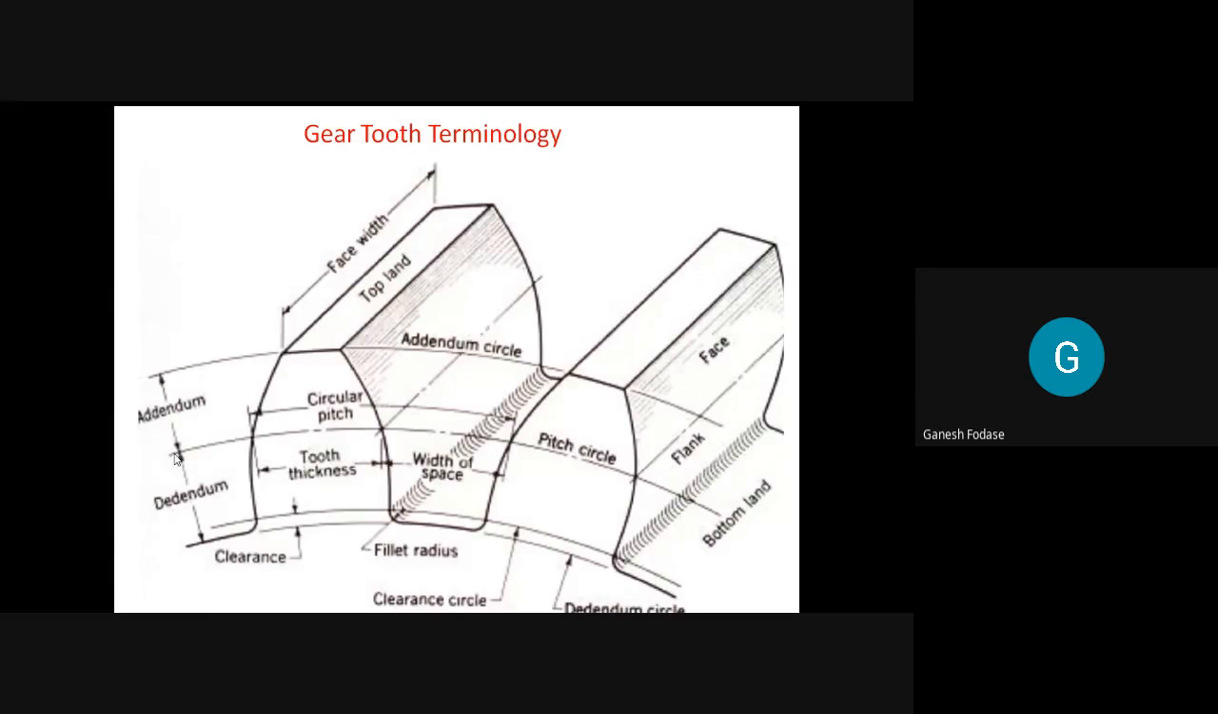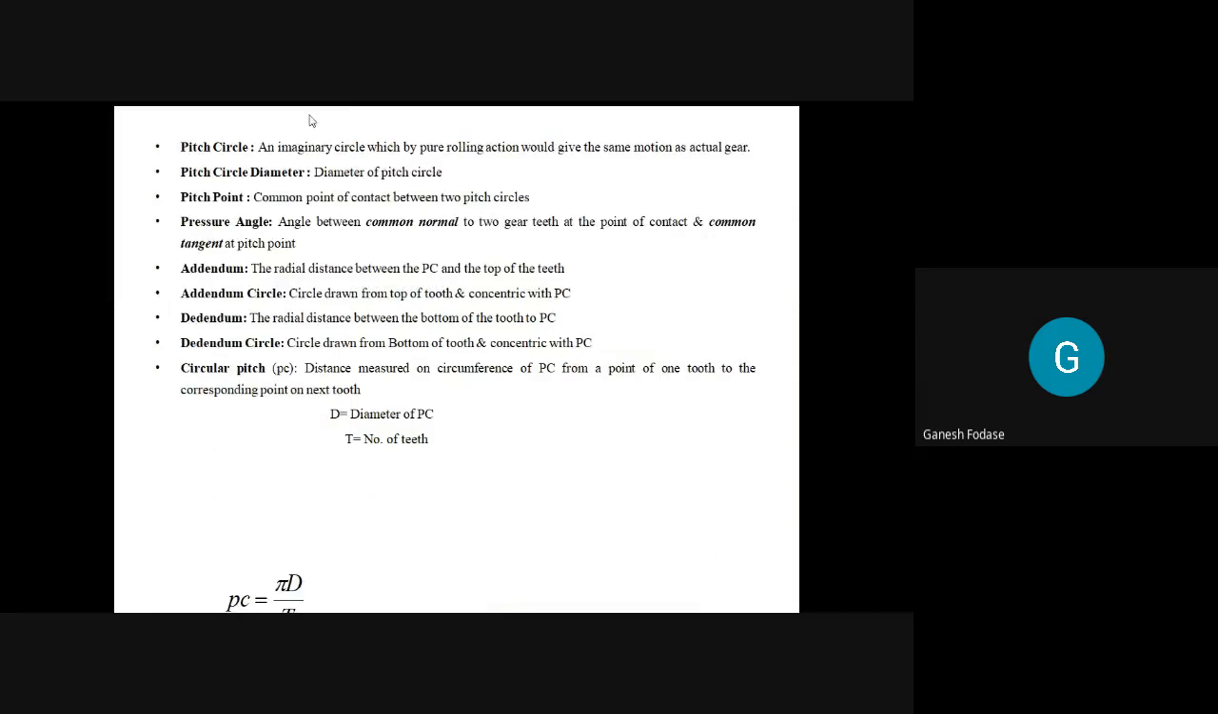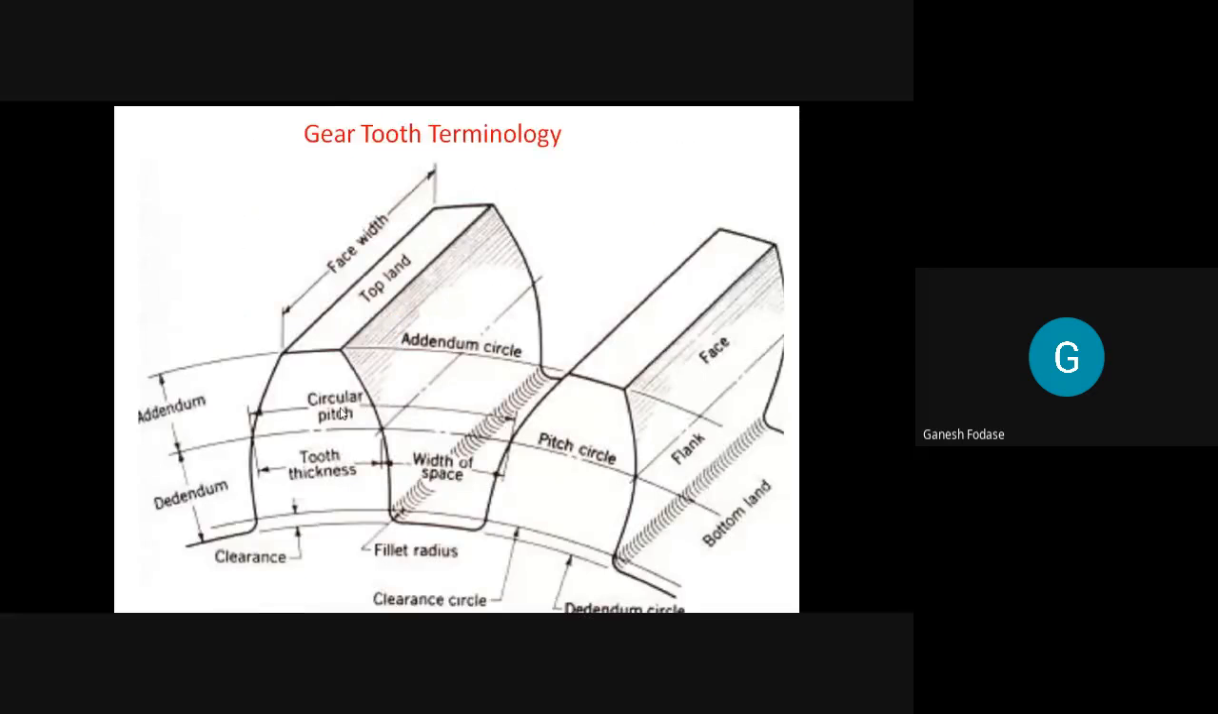Okay. So this pitch circle is an imaginary circle which transmits power by means of pure rolling motion. By pure rolling action, it would give the same motion as the actual gear. And all other terms are defined with reference to the pitch circle. So first we define the pitch circle, and then with reference to it we define different terms.